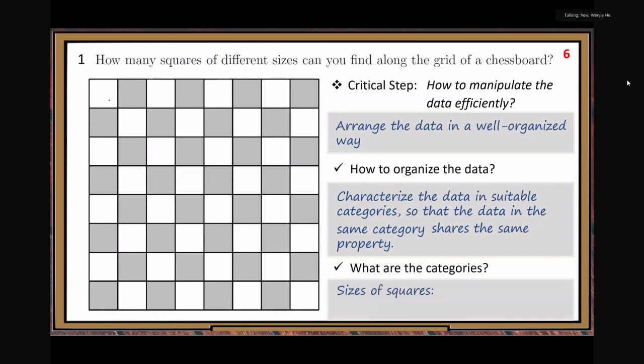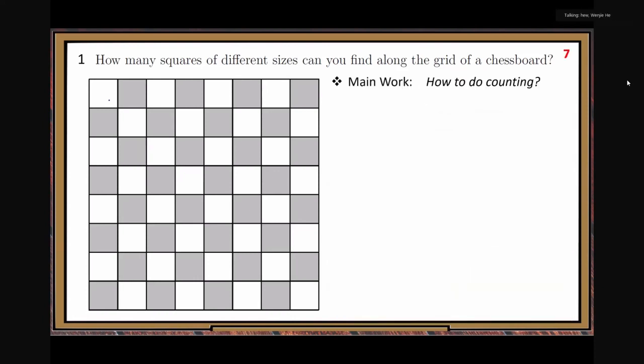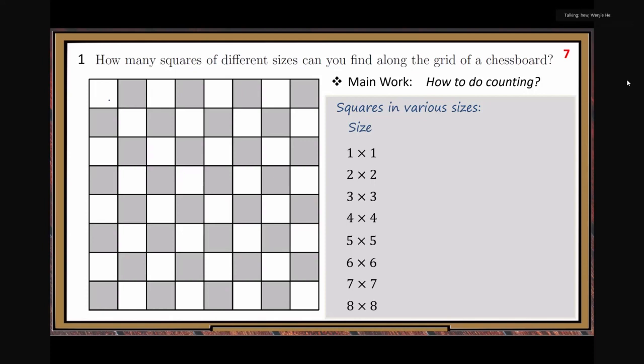All right, so here, let's list all the possible sizes. In total, these 8 different sizes. Next, now we need to do the counting in each category. So the main work, let's do the counting here. Squares in various sizes. Let me make a chart here. The first column, the size, so we list all these sizes. The second column, let us count the number of squares.